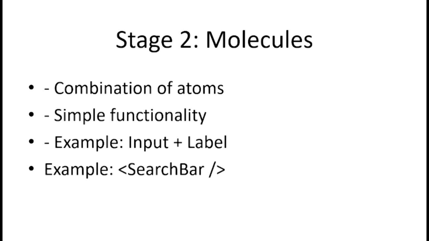If you are using an atom alone, like input alone or button alone, then there will be no functioning to it. But if you combine two items together, they form a molecule. For example, in this case, as I told you, a search bar. A search bar is a combination of input plus label. So in this case, it becomes a molecule, and a molecule has its little behavior and styling.